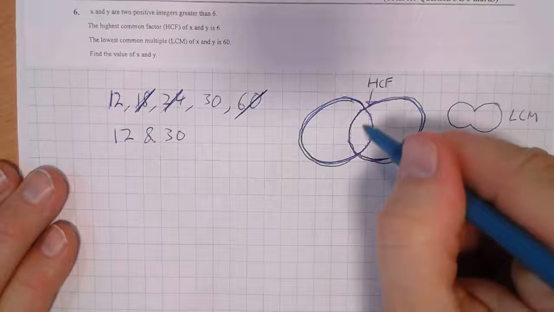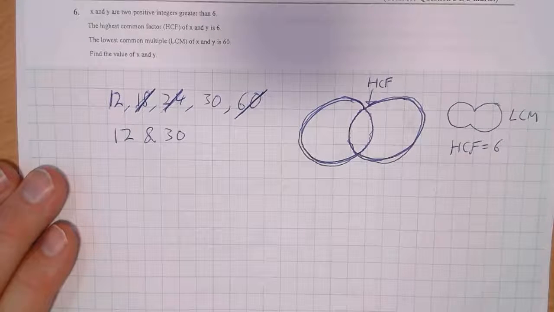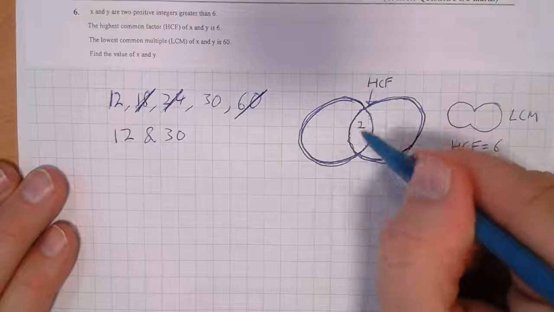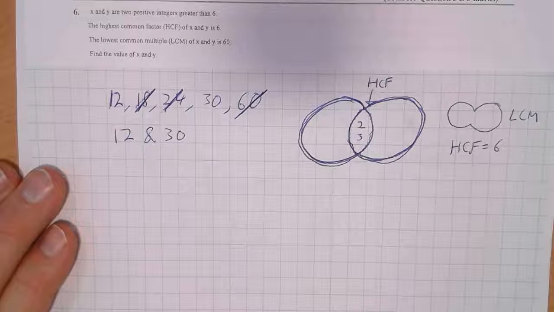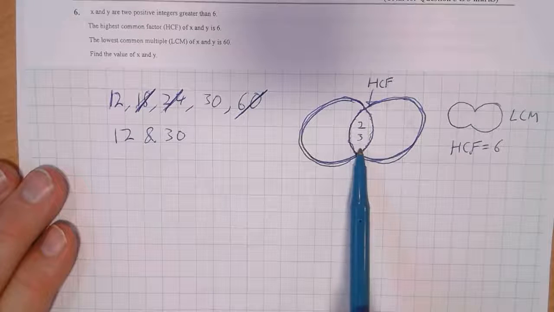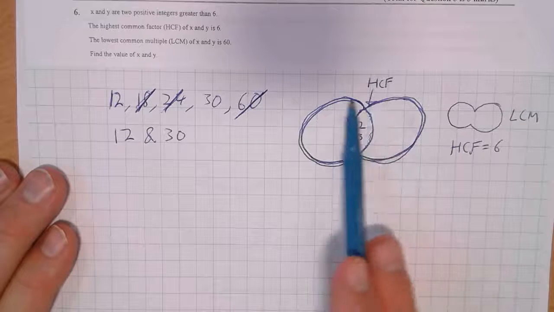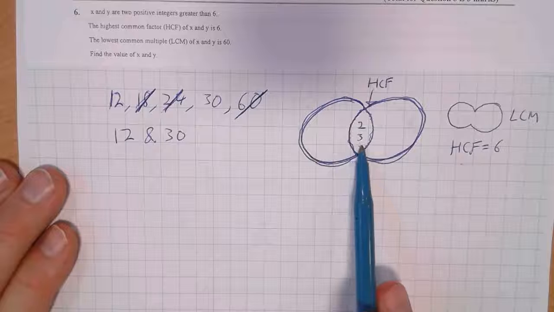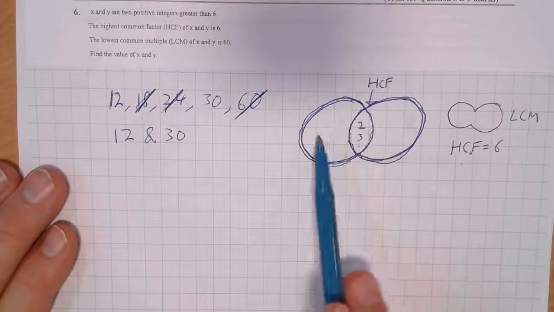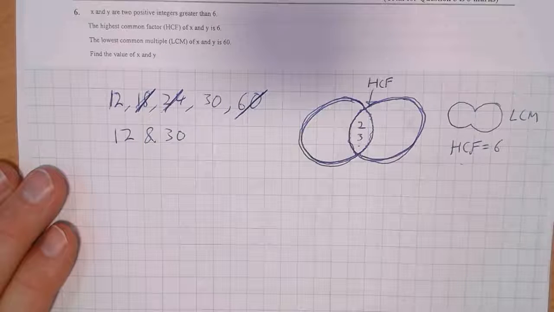We know the highest common factor is 6. So the prime factors in here have got to be 2 and 3, 2 times 3. So I'm just reversing this process. I've got 6 in here, 2 times 3. My lowest common multiple, if that's 60, then it's got to be 6 times these two factors, whatever goes in here and in here. I've got to multiply them together to give 10, so that it becomes 10 times 6, which gives me 60.